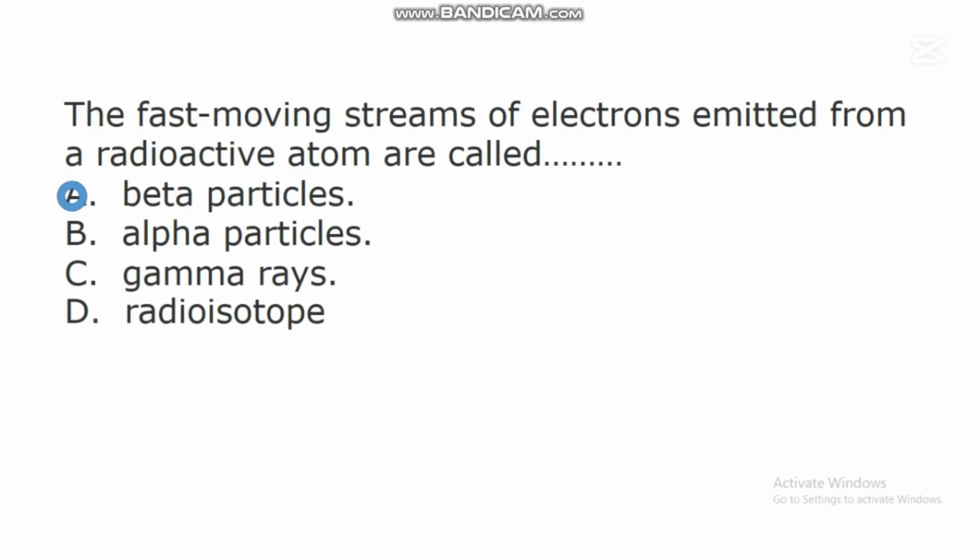Beta particles. Beta particles are fast-moving streams of electrons emitted from a radioactive atom. These beta particles are electrons that are emitted or released from an unstable nucleus that is degrading or breaking down. So beta particle is one of the radiations emitted from a radioactive atom.